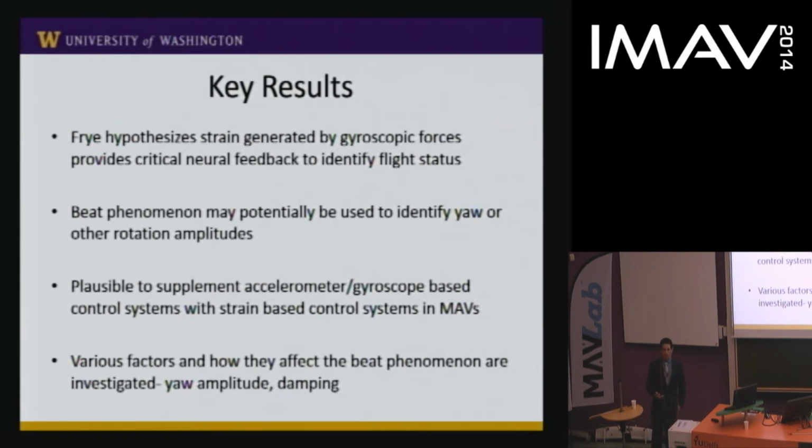Thus, it seems that if we're able to interpret this feedback in a way similar to an insect, we might be able to supplement traditional accelerometer or gyroscope-based control systems, perhaps with a strain-based control system, which of course might be smaller, lighter, more conducive to an actual micro aerial vehicle. But of course, there are a number of factors that could potentially affect the beat phenomenon, which would destroy our null hypothesis.